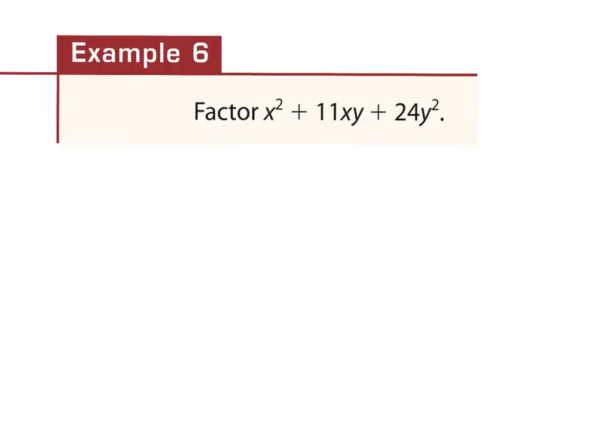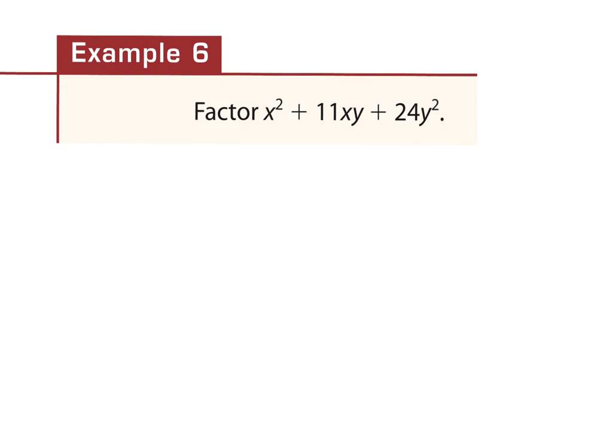So you'll notice this one has an x squared, and this one also has a y squared, all right? Does it have a common factor across all three of them? No. I have a 1, an 11, and a 24. Then I have an x squared, I have xy, and I have y squared. I do not have a common factor between all three of them.